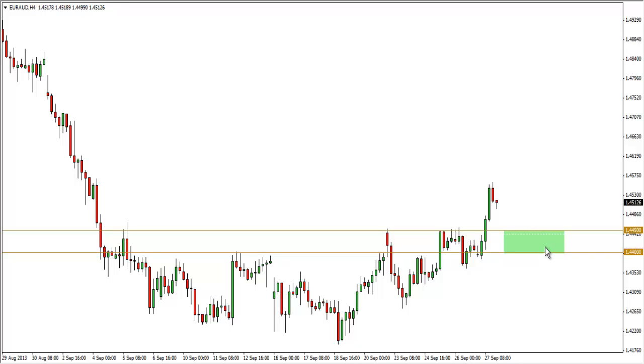And once I've identified a level which I would like to get long, the next question is, where will I place my stop loss? Alright, so we know that in an uptrend, price will make higher highs and higher lows. So logically for me now, my stop loss will be placed below this swing low over here. If price were to come back here and test this green box, I'll get long here, alright?